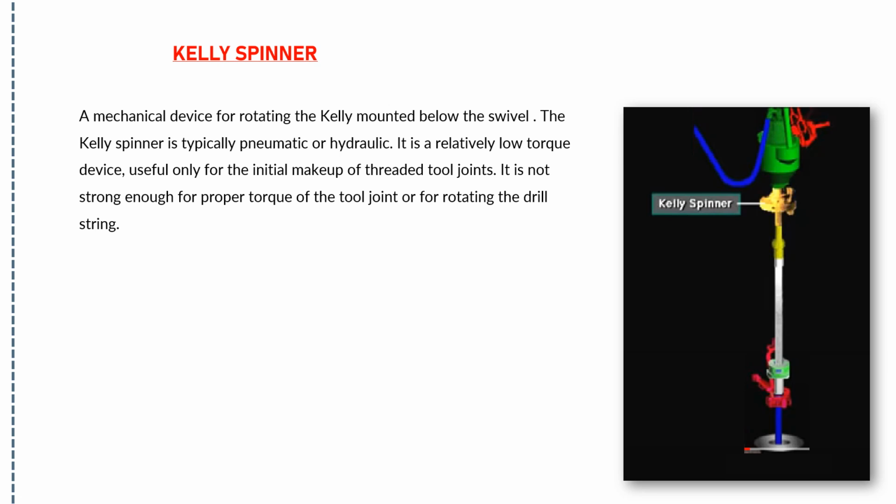So let's see what the Kelly spinner is. A mechanical device for rotating the Kelly, mounted below the swivel. The Kelly spinner is typically pneumatic or hydraulic. It is a relatively low torque device, useful only for the initial makeup of a threaded tool joint. It's not strong enough for proper torque of the tool joint, and it is not capable of rotating the drill string.